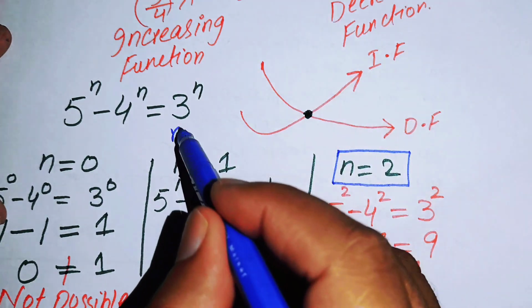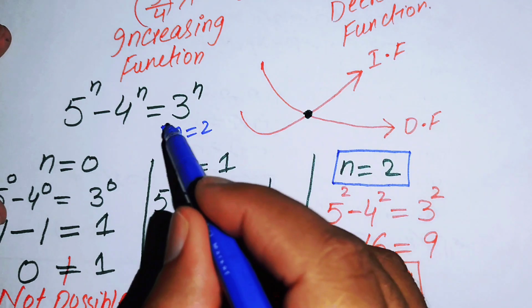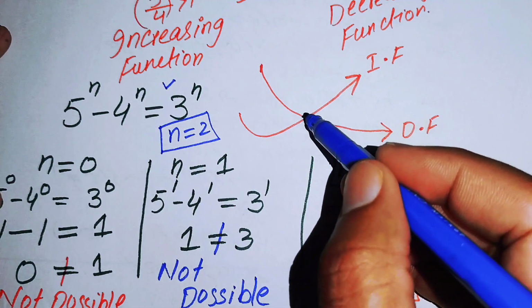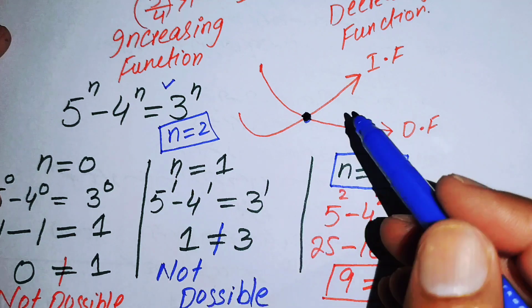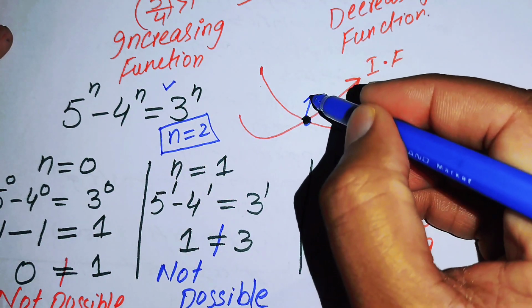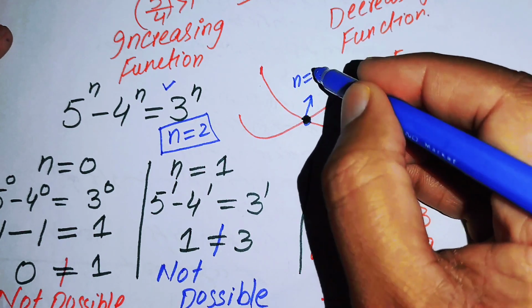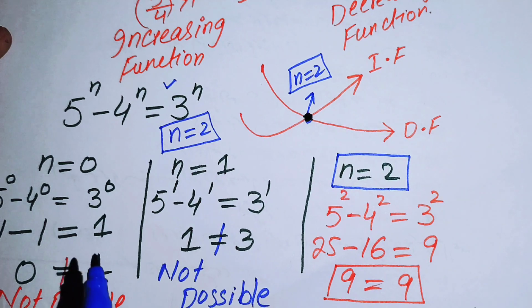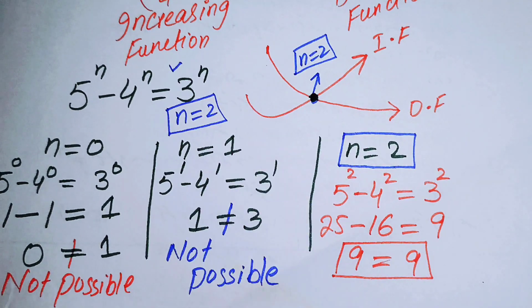So n is equal to 2 is the only solution of this question, the point at which the increasing and decreasing functions intersect. Finally, we conclude that n is equal to 2 is the final answer of this question.